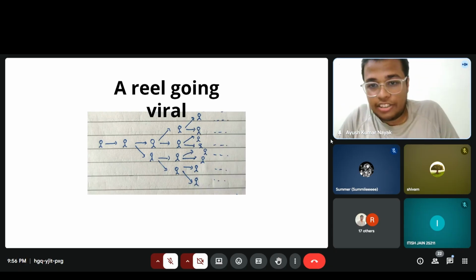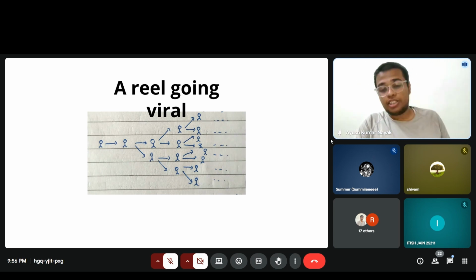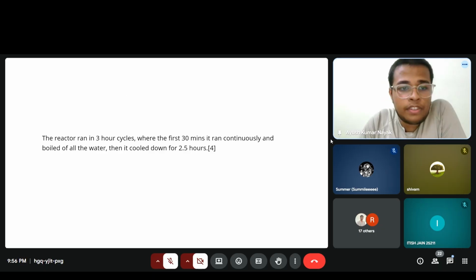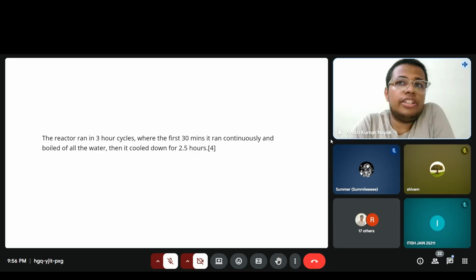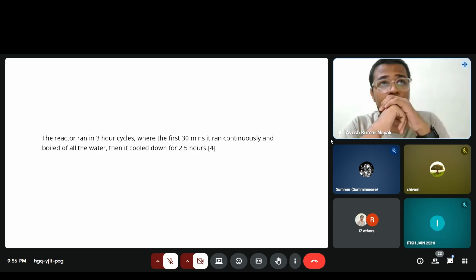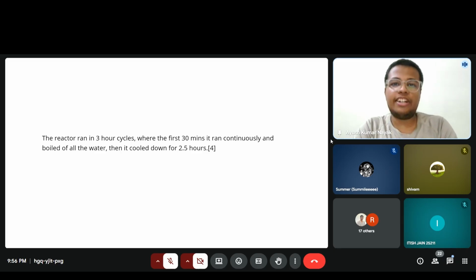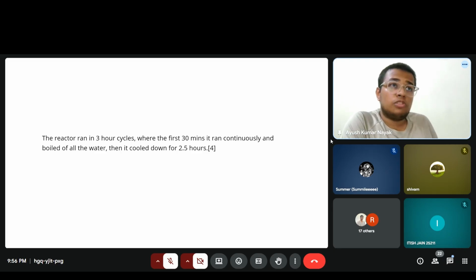This is a chain reaction, where one thing leads to another, which again leads to another thing, and so on. The reactor at the Oklo site ran in 3-hour cycles, where in the first 30 minutes there was fission occurring continuously. The chain reaction persisted for 30 minutes, and since it persisted, a lot of energy was being released, and water kept boiling.